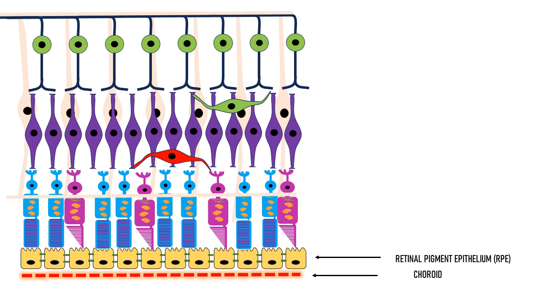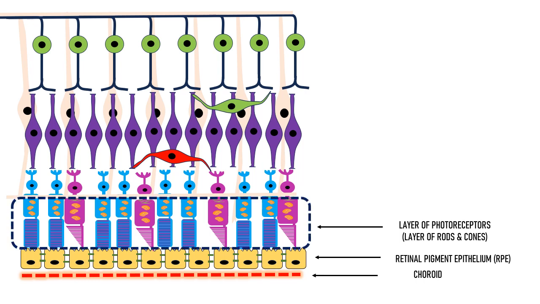Here it is very important to note that when we talk about the second layer of retina, which is the photoreceptor layer, we are only talking about the photoreceptor outer segments and inner segments. The rest of the photoreceptor structure is not included in this layer, which will become clearer to you as we move forward in this video.